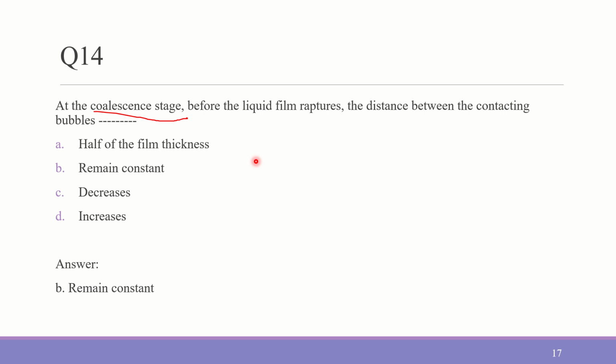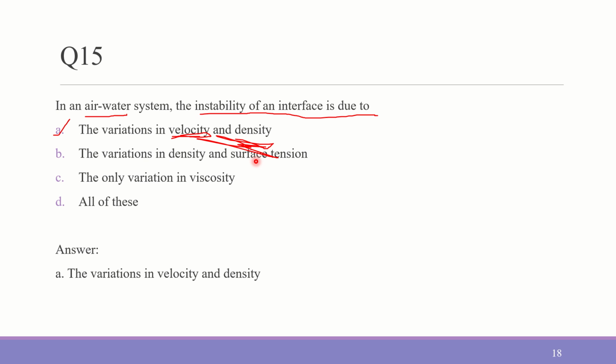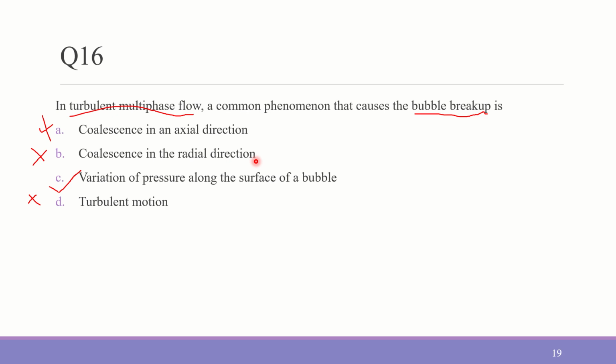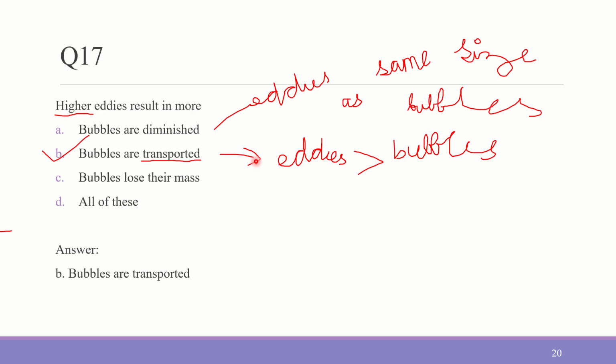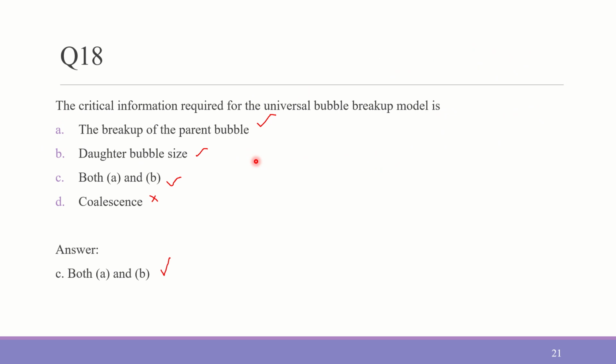And what are the concepts? In an air-water system, instability is due to velocity and density variations. In turbulent multiphase flow, a common phenomenon that causes bubble breakup is a variation of pressure along the surface of a bubble. And higher eddies result in more bubbles being transported, whereas bubbles of the same size as the eddies are broken up by the eddies. And these are the concepts. Critical information required for bubble breakup is the breakup of the parent bubble and the daughter bubble size.